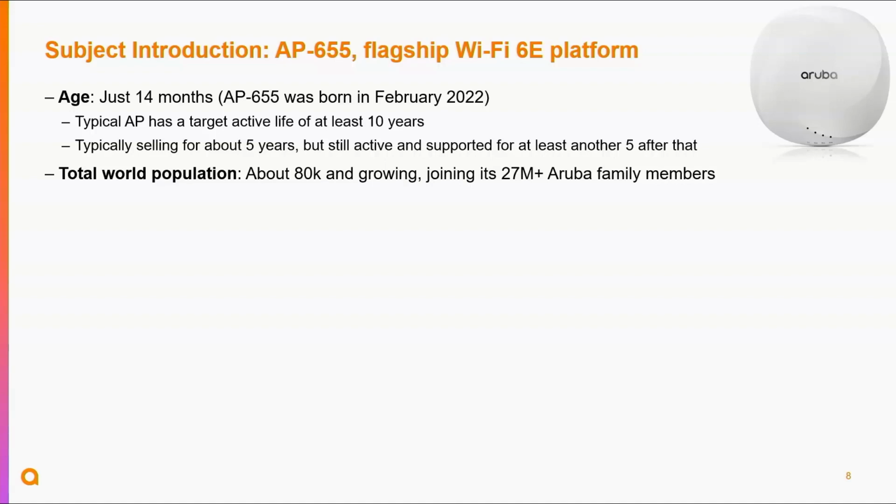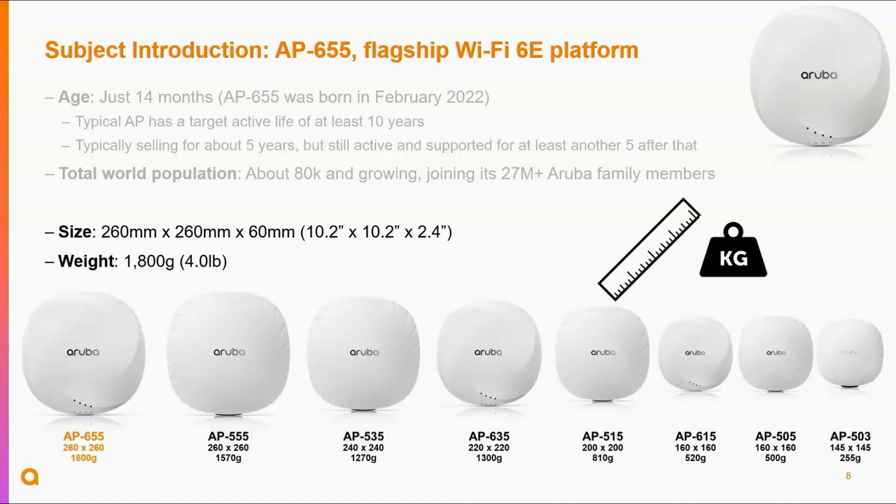But it's joining, as you heard yesterday, there's 27.6 or so, or 26.7, I forgot, million APs in the field, so it's joining that. So here's some basic stats again. It's a big AP. A lot of people have seen it in the innovation zone. 260 by 260, or over 10 inches by 10 inches, 4 pounds. It's this big guy here. This is his family member, so it's really the biggest and baddest AP in its family.